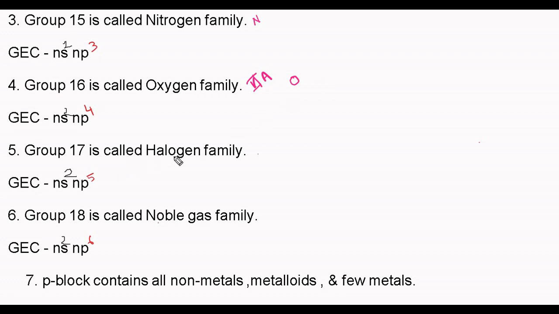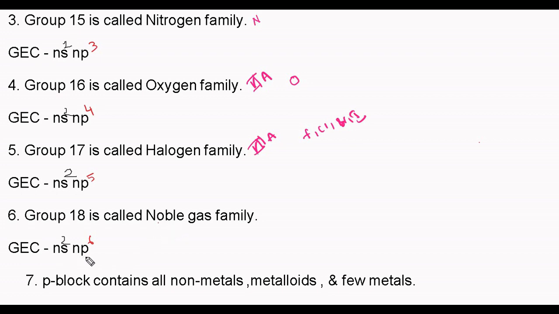And the 17th group, we also call the halogen family or 7th A. Halogens are fluorine, chlorine, bromine, iodine. The general electron configuration is ns2 np5. And the last group, that is the 18th group, we also call the noble gas family or zero group elements. The elements are helium, neon, argon, krypton, xenon and radon.